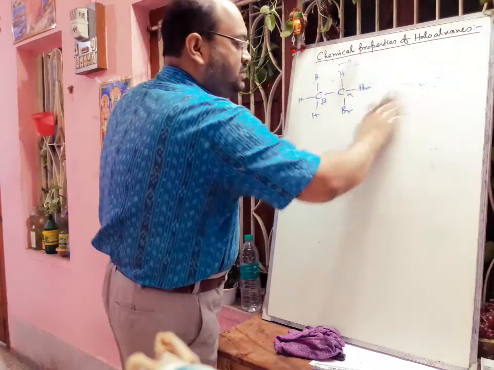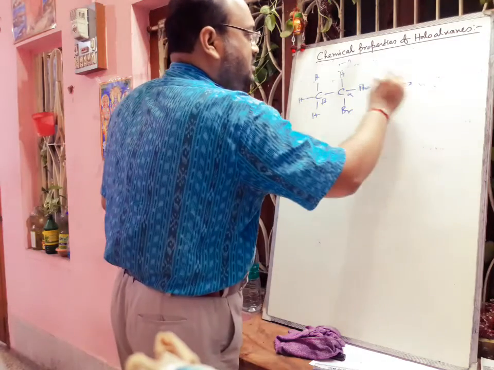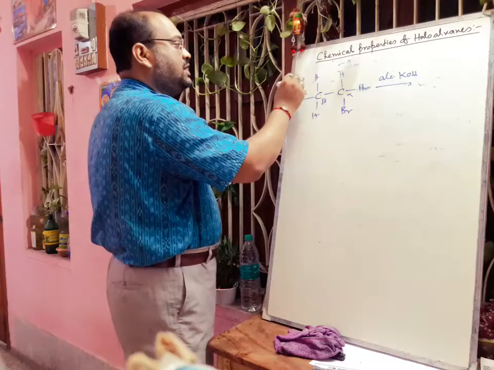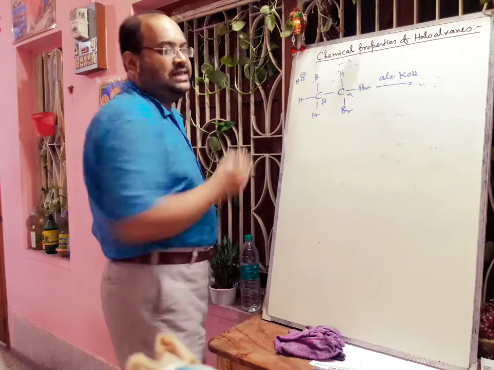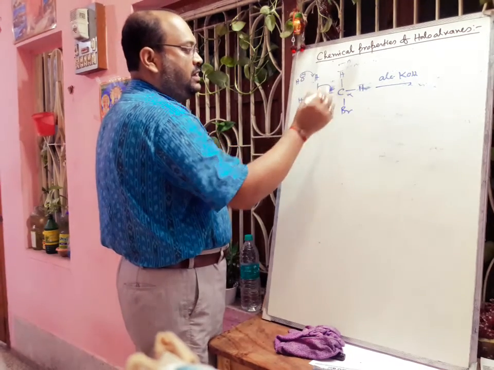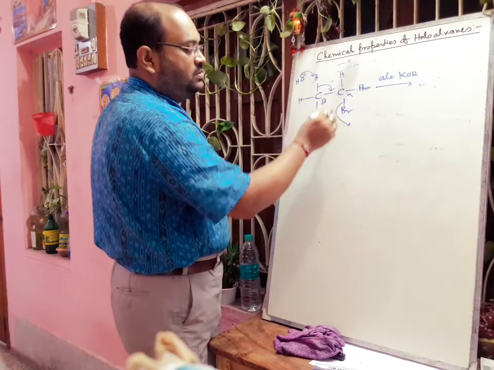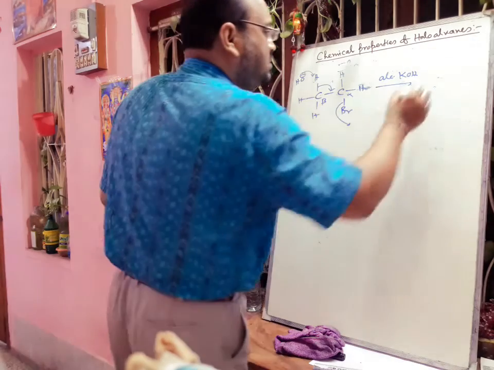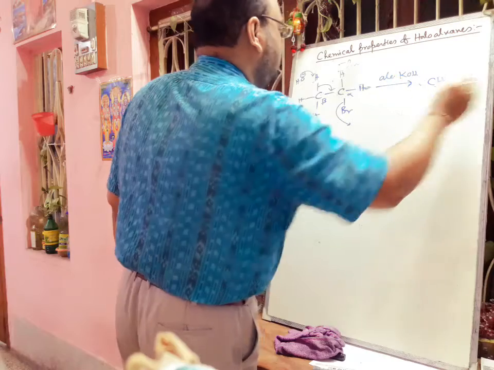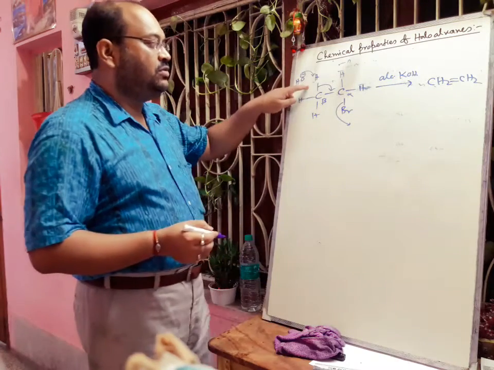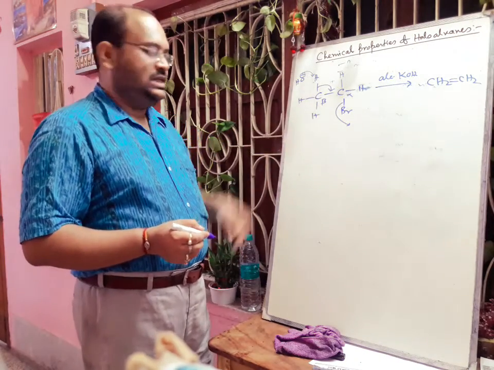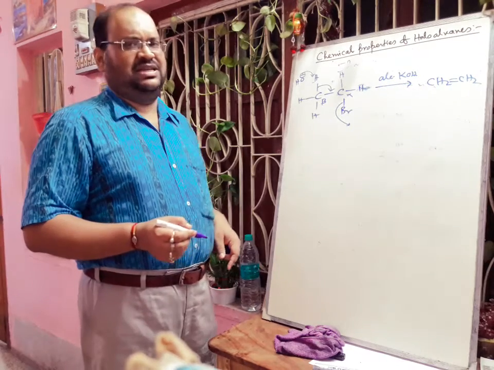So whenever we are using alcoholic KOH, OH minus is acting as a base here and will abstract this proton and this bond will break, and this is called the leaving group that will eliminate. So finally we are getting CH2=CH2. So the base is abstracting a proton from the beta carbon. That is why this reaction is called beta elimination reaction.